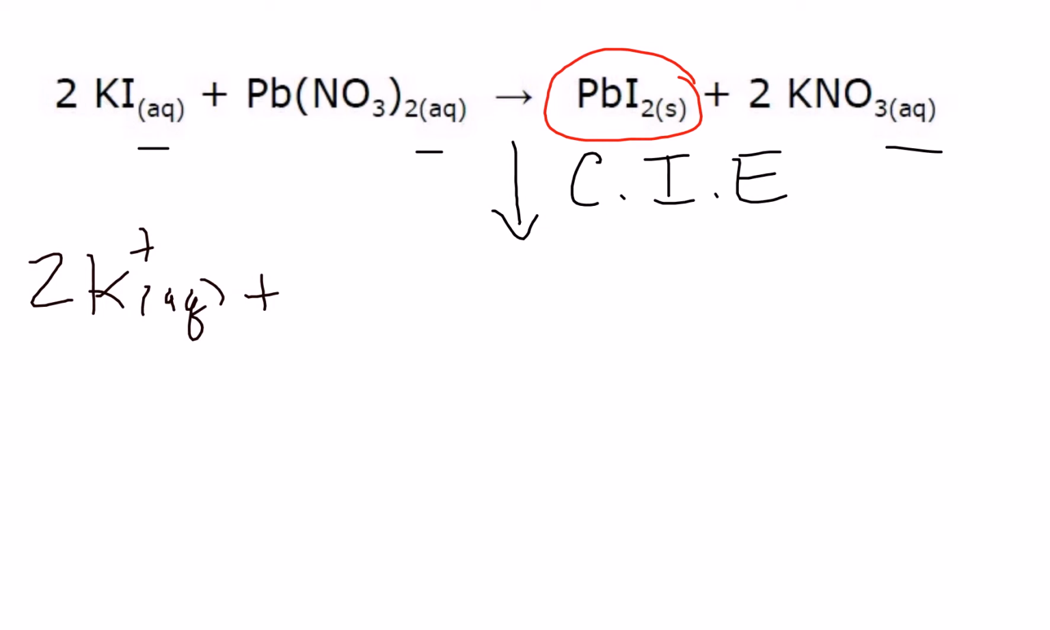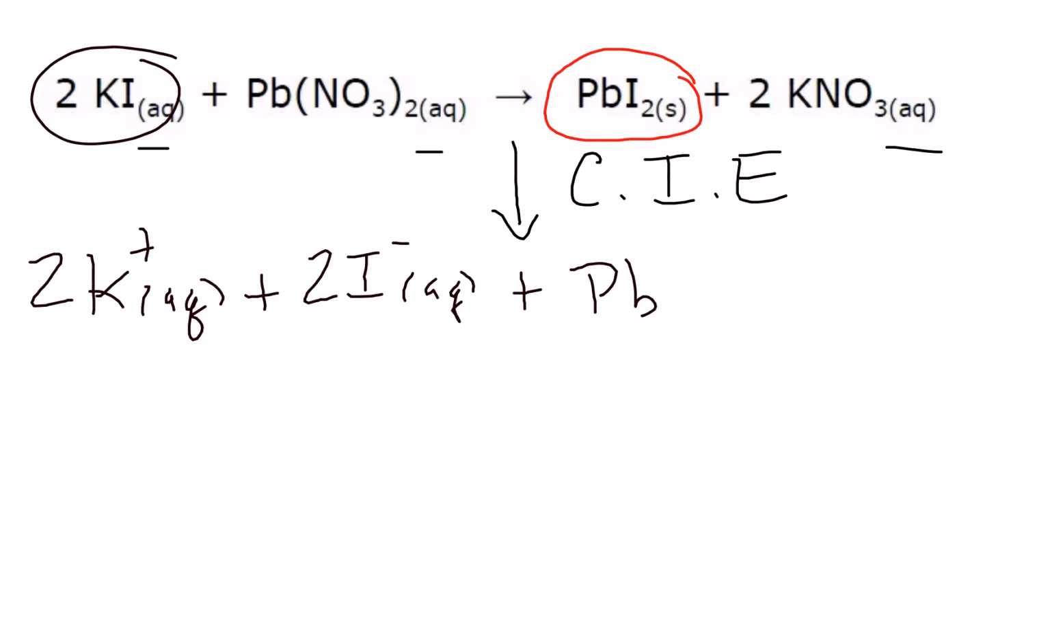Next, I go to the iodine. I've got 2 I minus aqueous. All of the aqueous up here, like the potassium iodide, break down into aqueous in the complete ionic. That's what it means to be aqueous. You break apart into your ionic pieces. Okay. The next, this is aqueous, so the lead, we only have 1 of the leads. It has a charge of 2 plus, I'm going to have 2 of the NO3s.